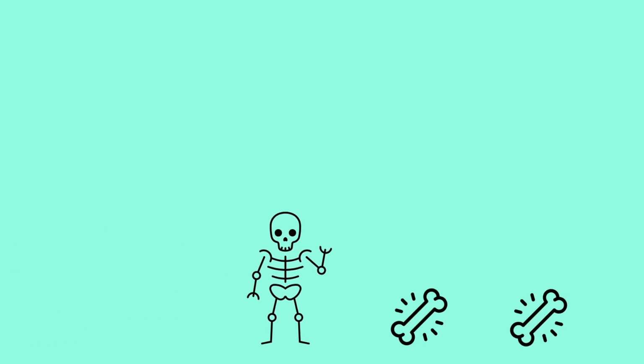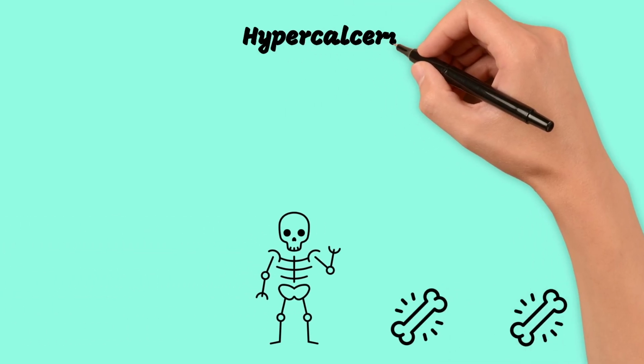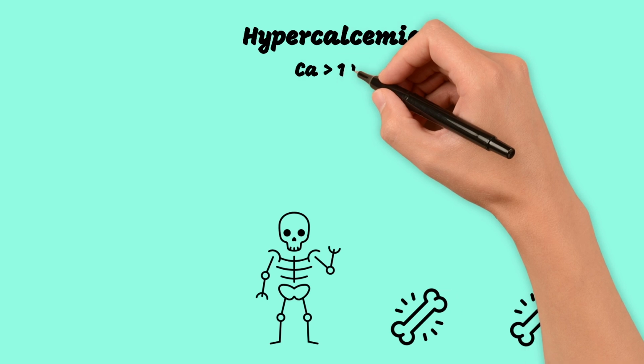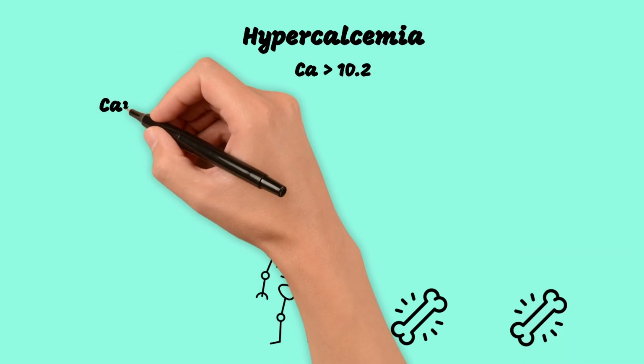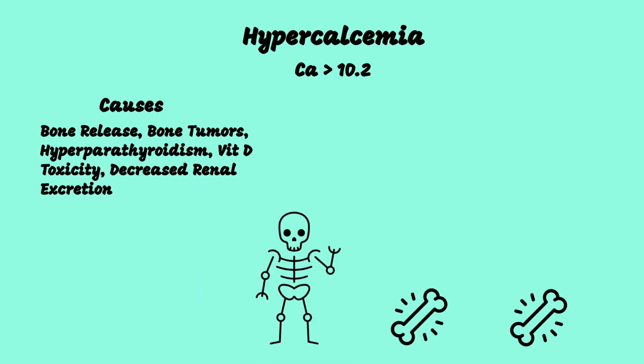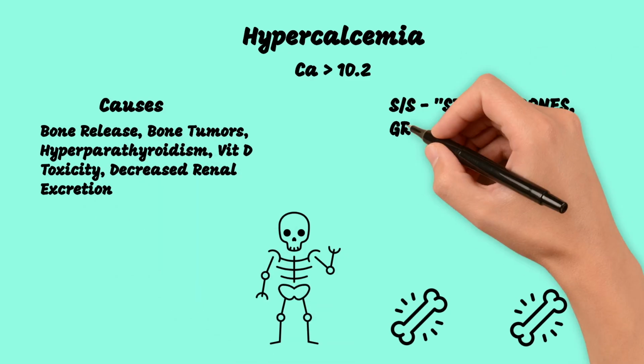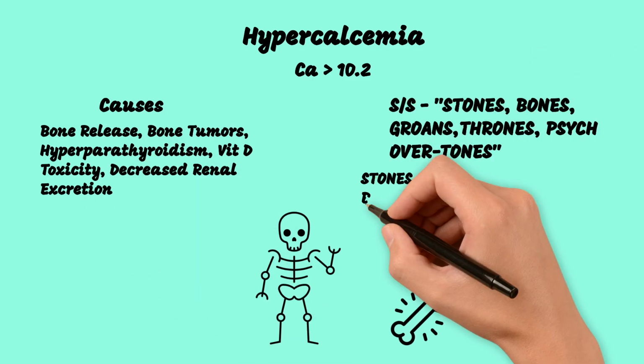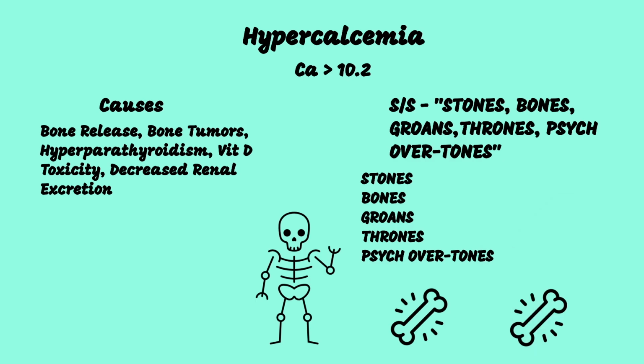Next up is hypercalcemia, and these are calcium levels greater than 10.2. Some of the causes include bone release, bone tumors, hyperparathyroidism, vitamin D toxicity, and decreased renal excretion. An easy way to remember our signs and symptoms includes the saying, stones, bones, groans, thrones, and psych overtones.